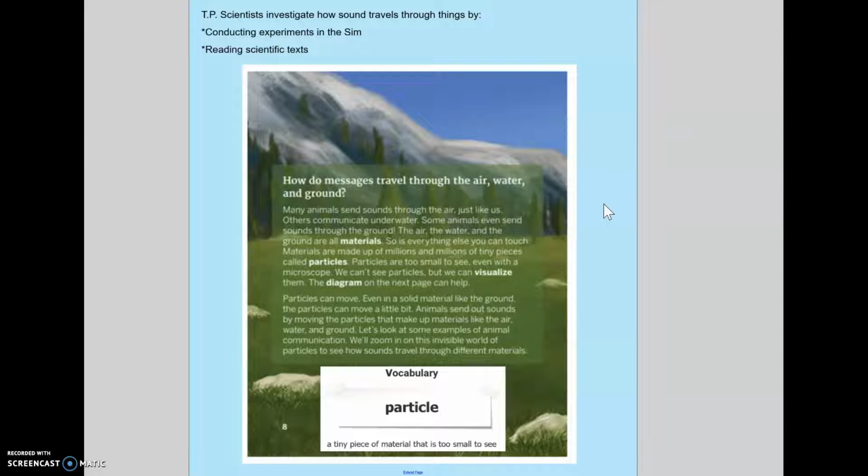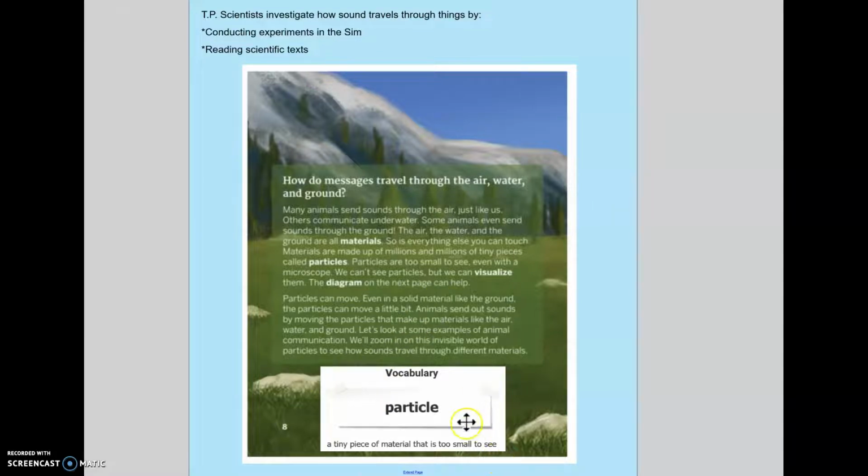Materials are made up of millions and millions of tiny pieces called particles. Particles are too small to see, even with a microscope. We can't see particles, but we can visualize them. The diagram on the next page can help. Particles can move. Even in a solid material like the ground, the particles can move a little bit. Animals send out sounds by moving the particles that make up materials like the air, water, and ground. Let's look at some examples of animal communication. We'll zoom in, okay, and you guys will do that part for your independent work.